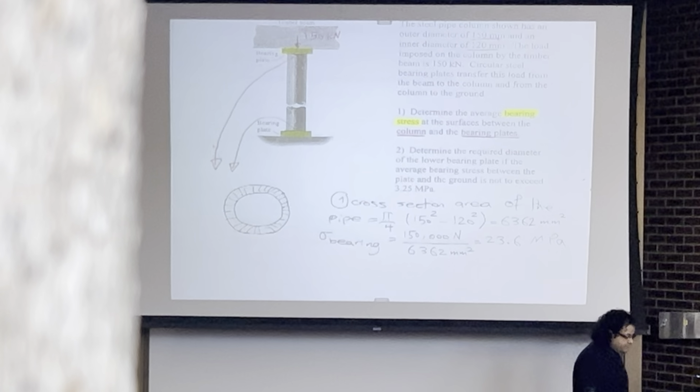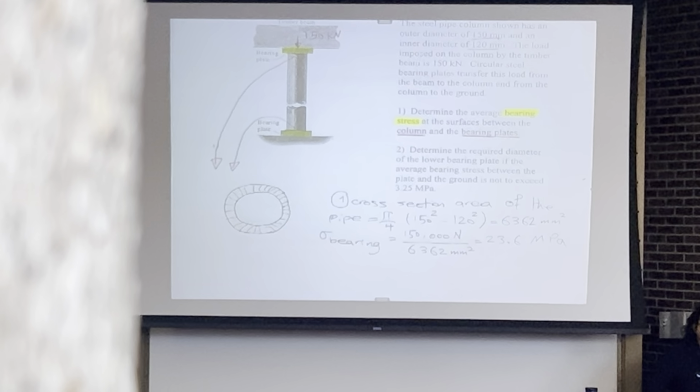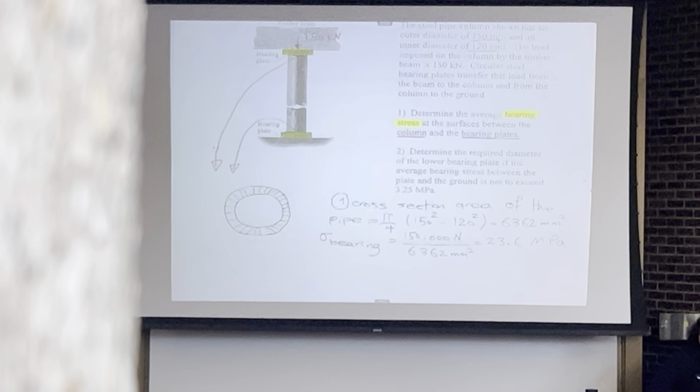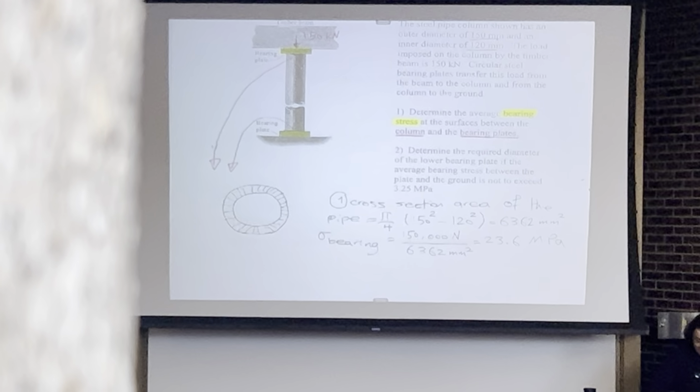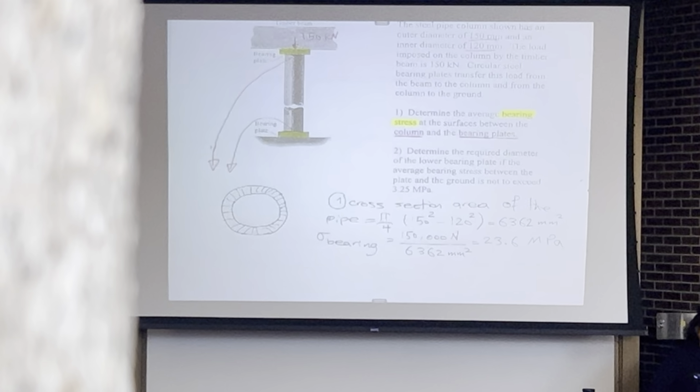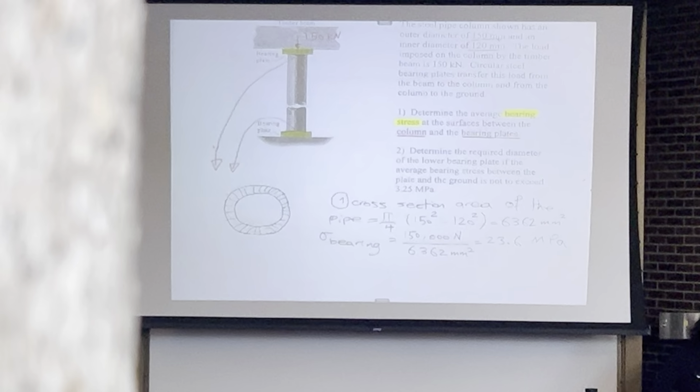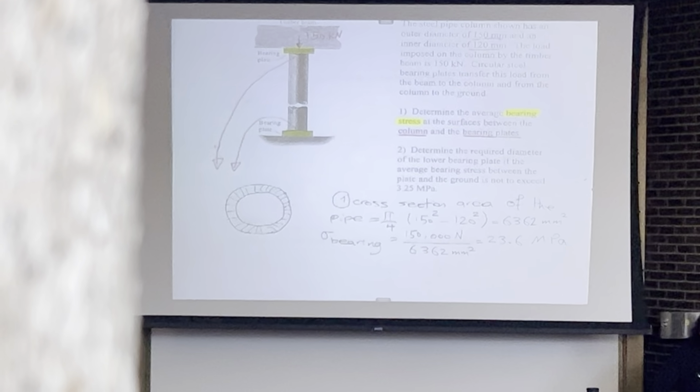So this is the answer to the first part of the problem. The average bearing stress, both at the top and the bottom of the column, is going to be equal to 23.6 MPa. Is there any question about this part, about the concept of bearing stress? Is that clear? How we calculate that?